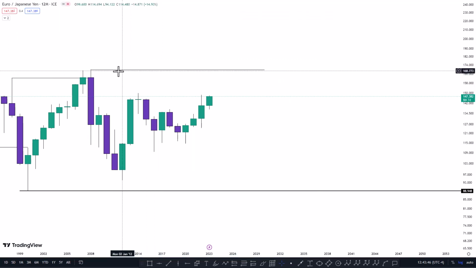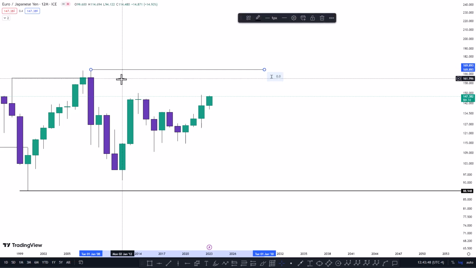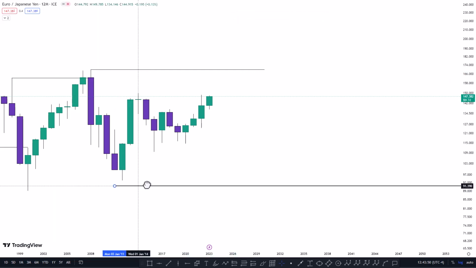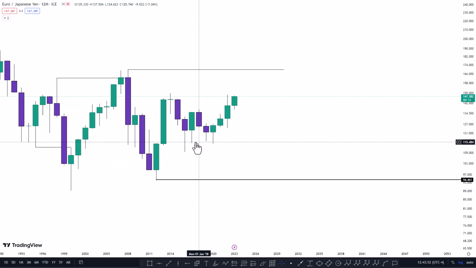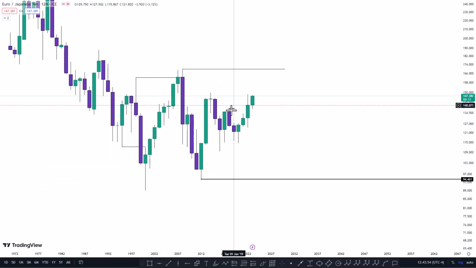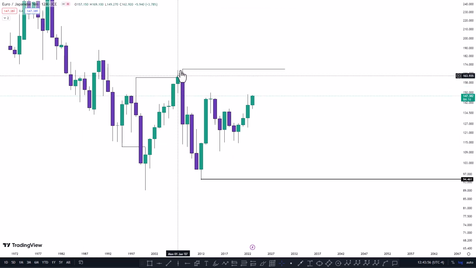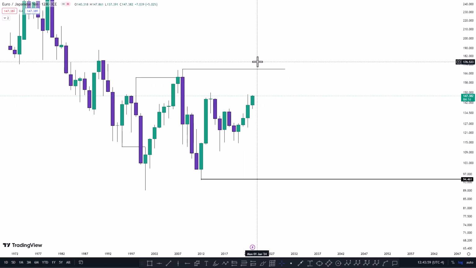So where is our range? Our trading range is now here. We have a bullish range. We have a high, a low. We are waiting for a higher high. Now we see what happens.